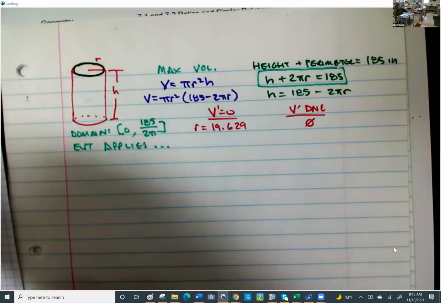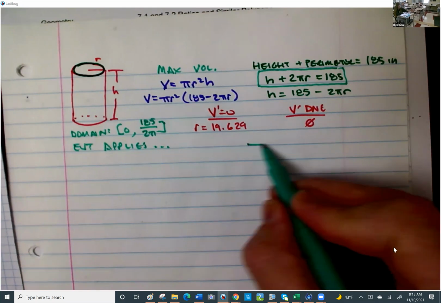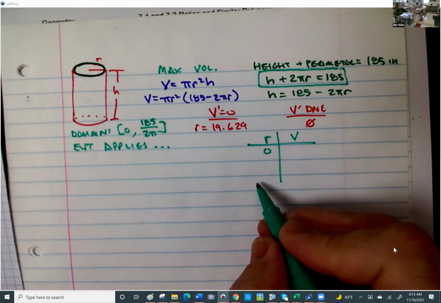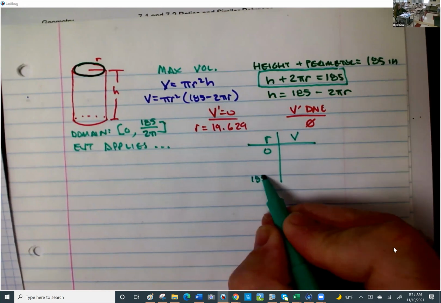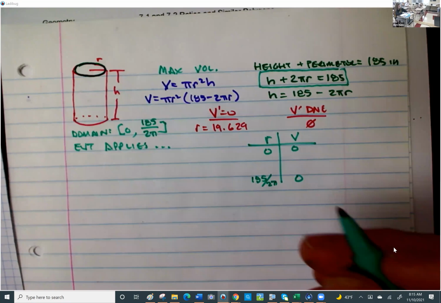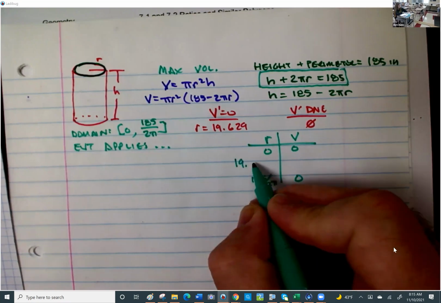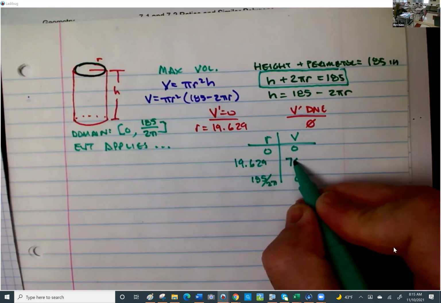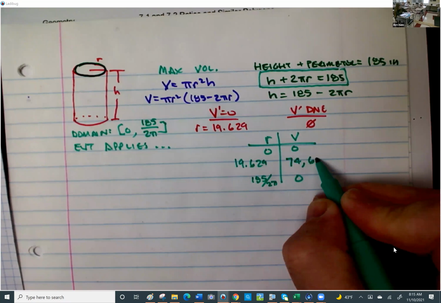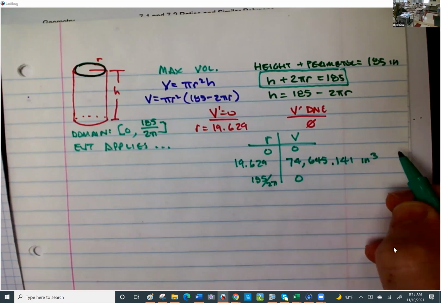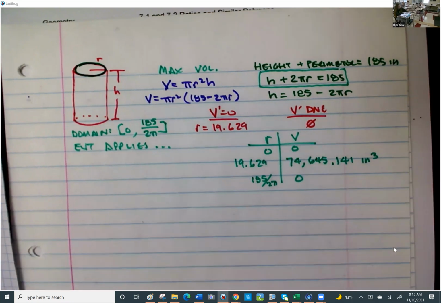Now we'll do our EBT table, which of course is our radius and our volume. We have a 0 and a 185 divided by 2 pi. Both of those, at 0 for radius or 0 for height, will give me 0 volume. And then all we have to do is put our 19.629 in the calculator, and we get 74,645.141 inches cubed.